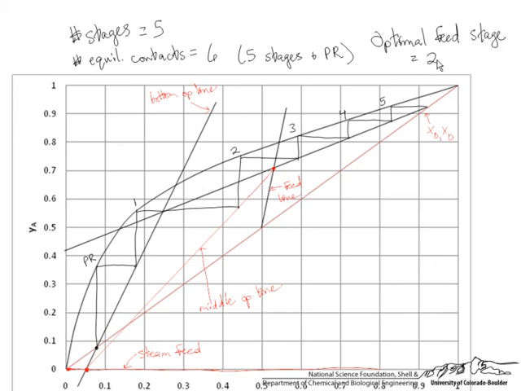And the only thing I want to add is that the steam does enter at the non-optimal feed stage. The optimal place for the steam to enter would be with the partial reboiler. So optimally it would enter at the bottom of the column instead of at stage 1.